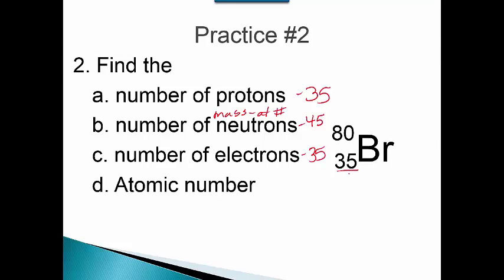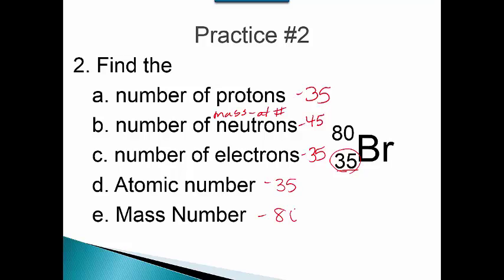The atomic number is always the bottom number that's written in the symbol. The mass number is always the top number that's written in the symbol. Then we need to know the name. So again, we know that the atomic number is 35. If we look this up on the periodic table, we look for number 35, we will find that the name of this is bromine. Okay?